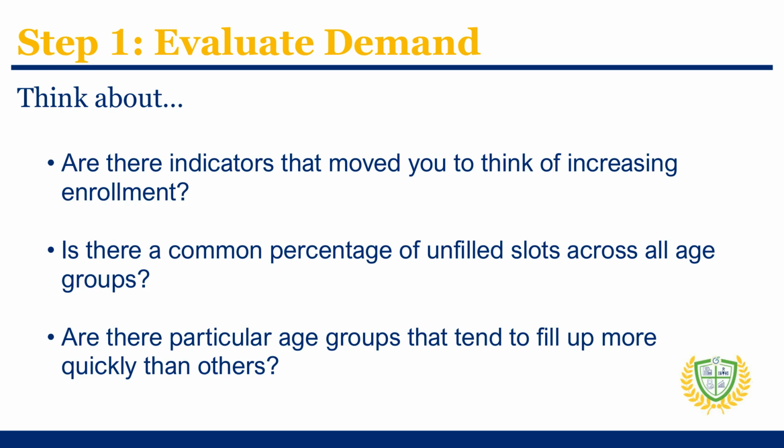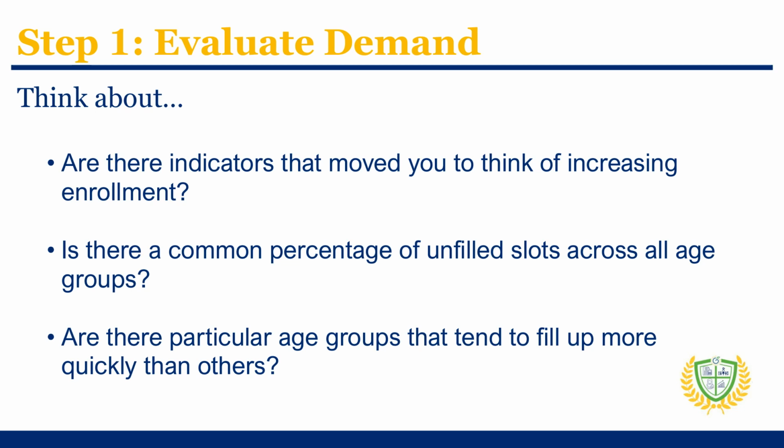Does your enrollment need to change? Think about the following. Are there indicators that move you to think of increasing enrollment? Is there a common percentage of unfilled slots across all age groups? Are there particular age groups that tend to fill up more quickly than others? Perhaps you find that you often need to turn families with children of a specific age away and might need to consider expanding or converting capacity for that age group.